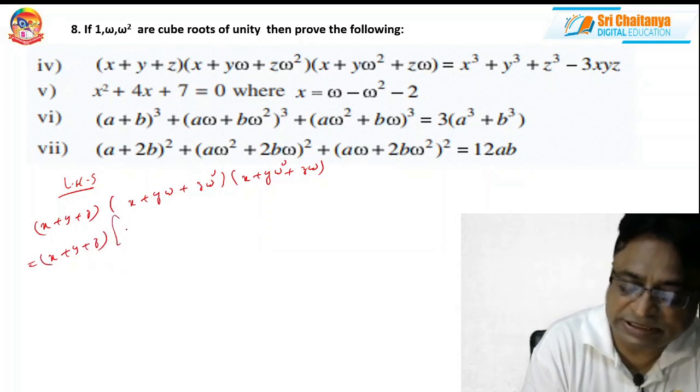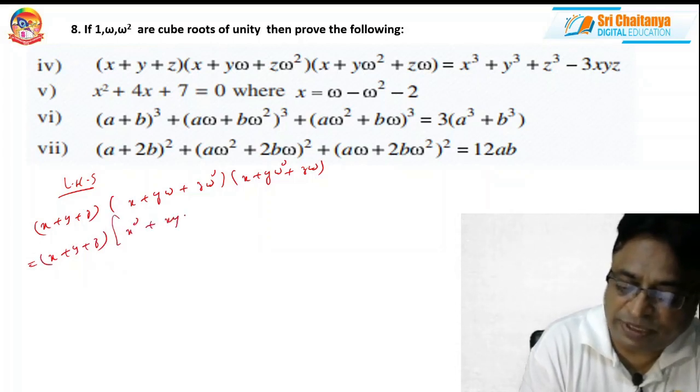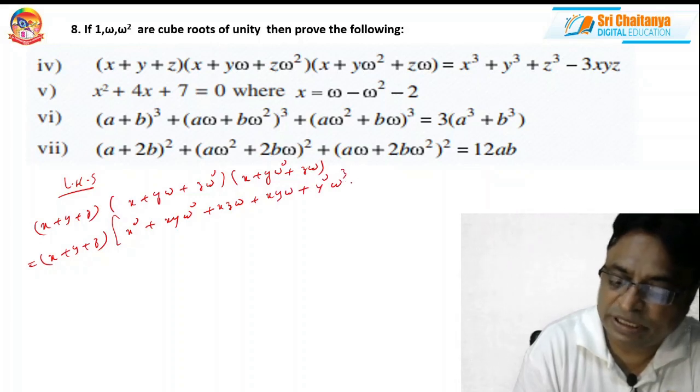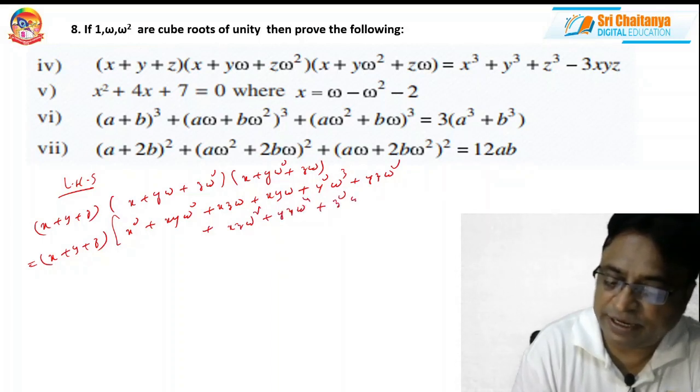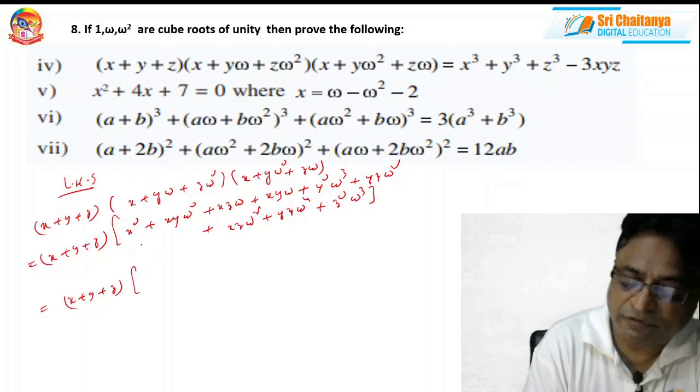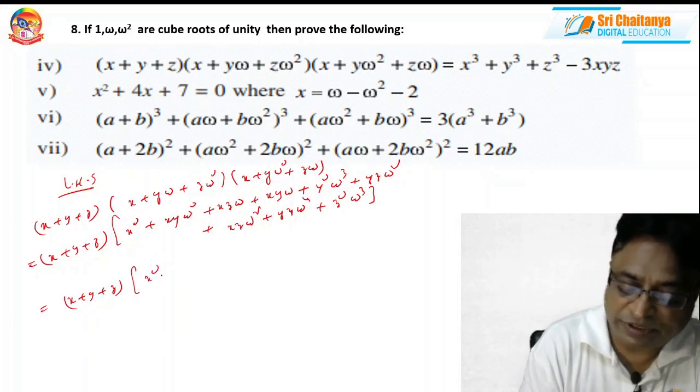Now you multiply this. This is x square plus xy omega square, next plus xz omega plus xy omega plus y square omega cube plus yz omega square plus xz omega square plus yz omega power 4 plus z square omega cube. So this is x plus y plus z into, of course, x square, and omega cube is 1, so y square plus z square.